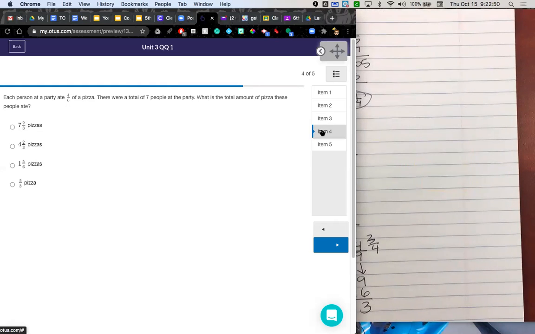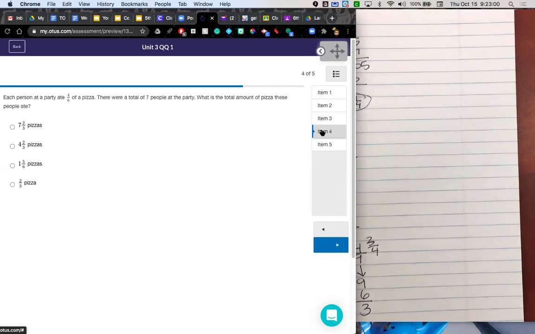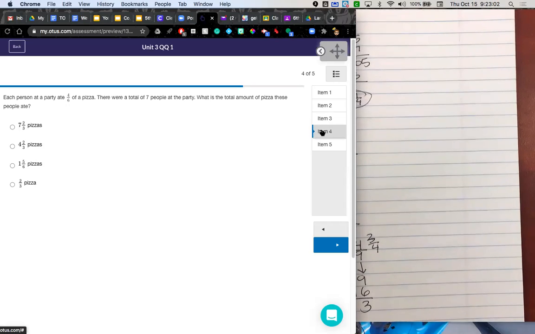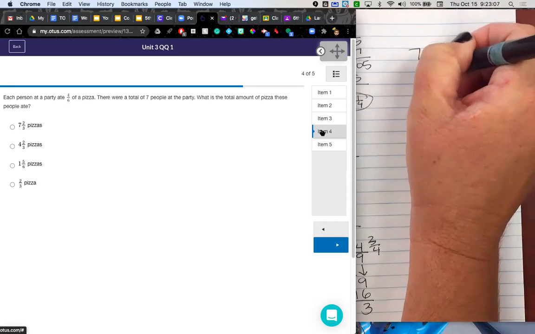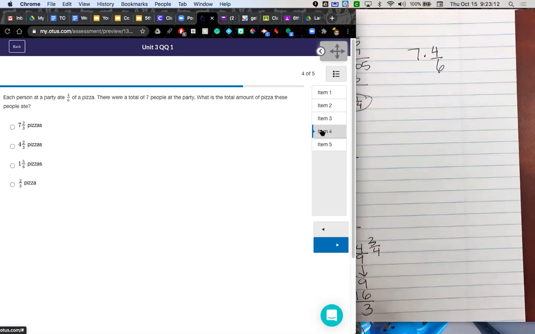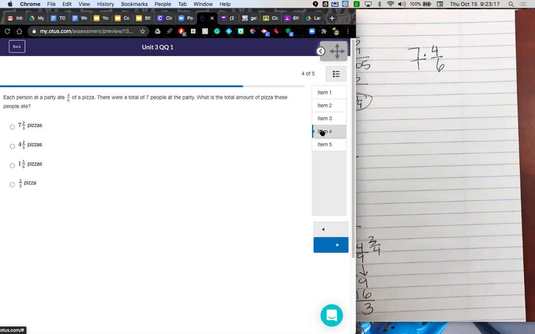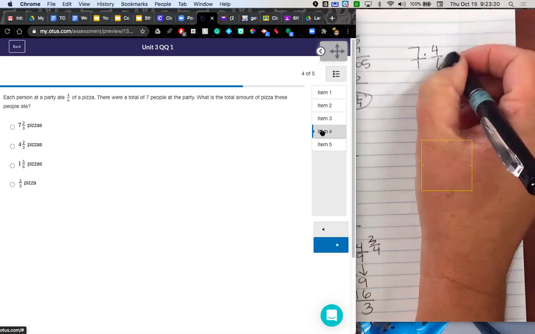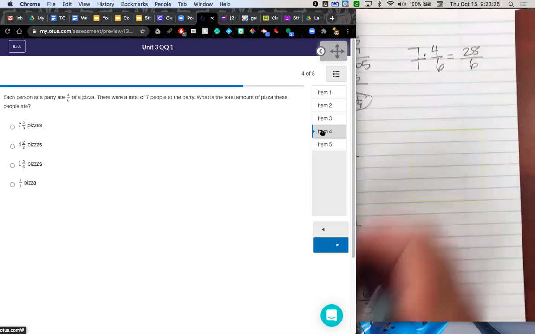If each person at a party ate 4/6 of a pizza, there was a total of 7 people at the party. What is the total amount of pizza these people ate? So the 7 people ate 4/6 of the pizza. 7 times 4/6. What do I have to do to my 7 in order to multiply? Make it 7 over 1. You're right. So 7 times 4 is 28. 6 times 1 is 6.